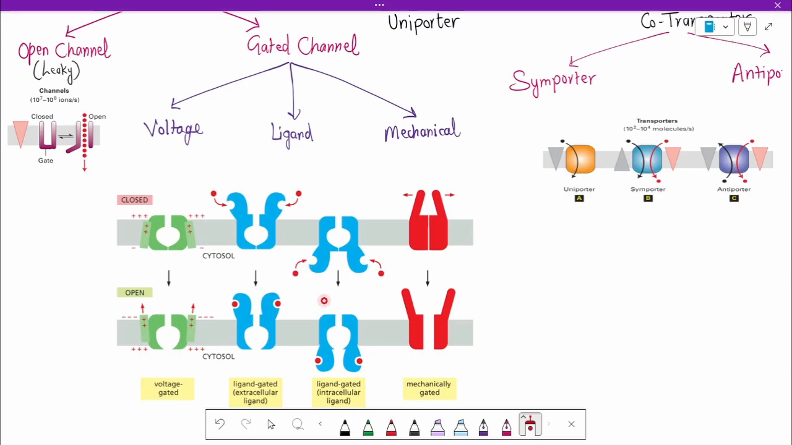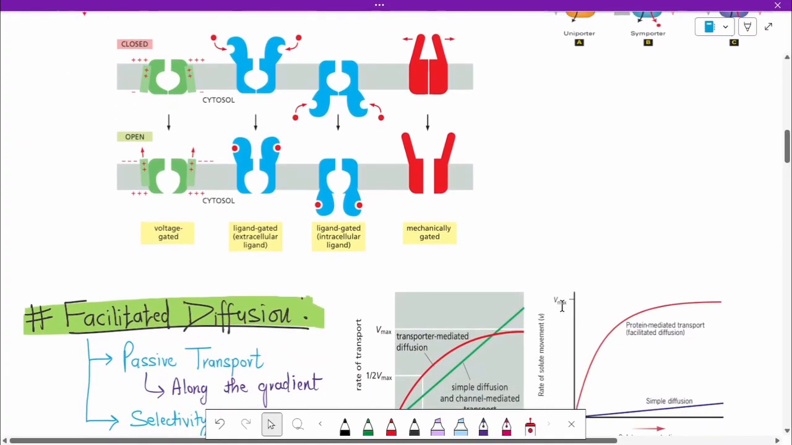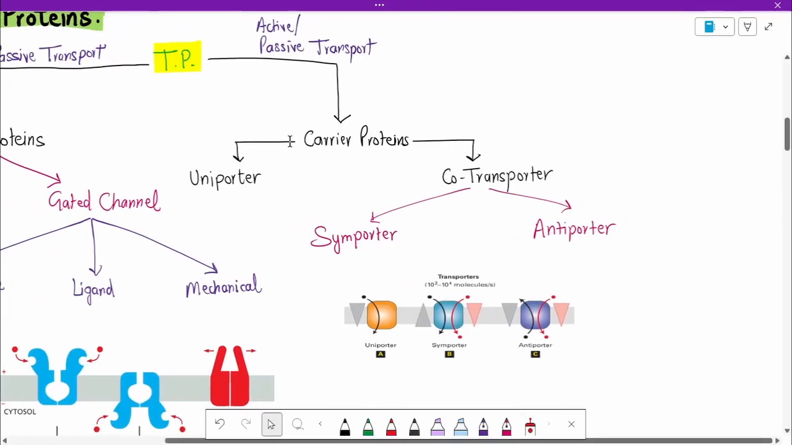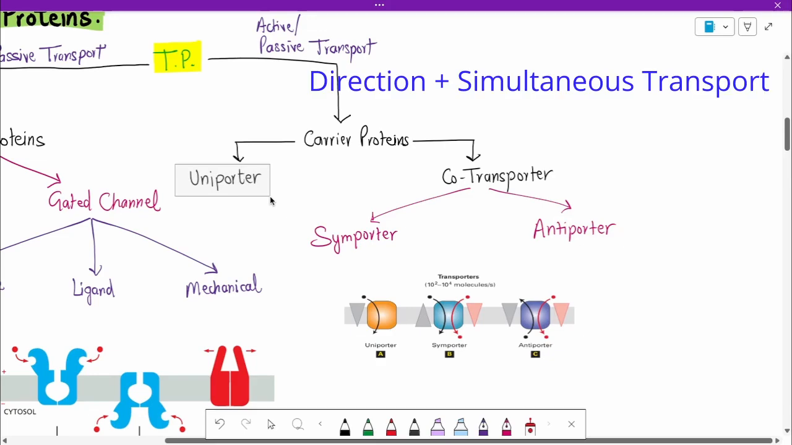In case of mechanically gated channels, a certain kind of mechanical stimulus opens and closes these channels. Now, if we come to active transport based carrier proteins, they are classified on the basis of direction of transport. If transport is restricted to only one direction, we have a uniporter. If it can transport in two directions, it is a co-transporter.